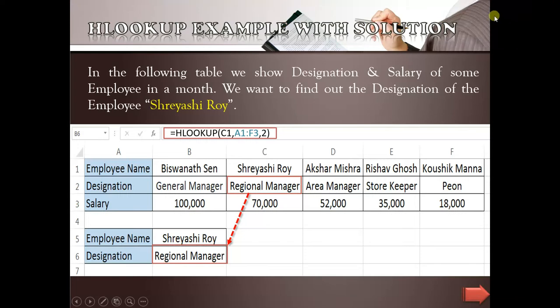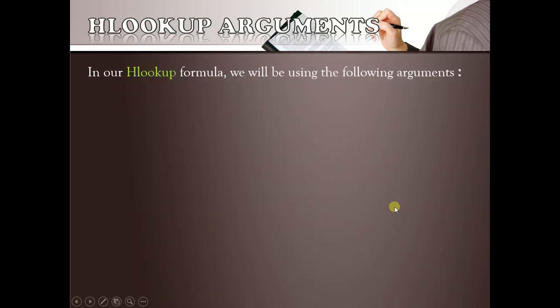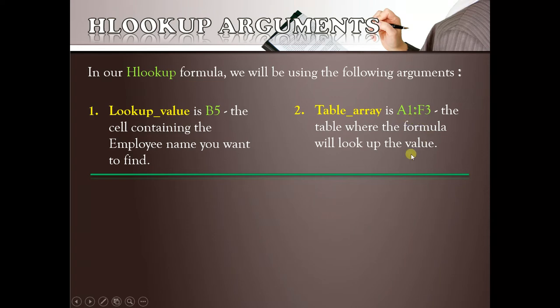Now you understand. So this is the situation over here. Now if we come to the next one, what do we see? We see the HLOOKUP arguments, and in our HLOOKUP formula we will be using the following arguments. For example, the lookup value is B5, the cell containing the employee name you want to find. So there we give B5 as the employee name, and then the table array is A to F3.